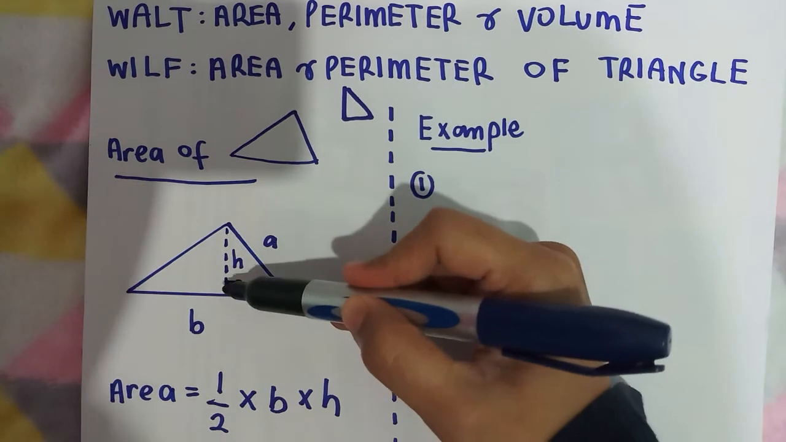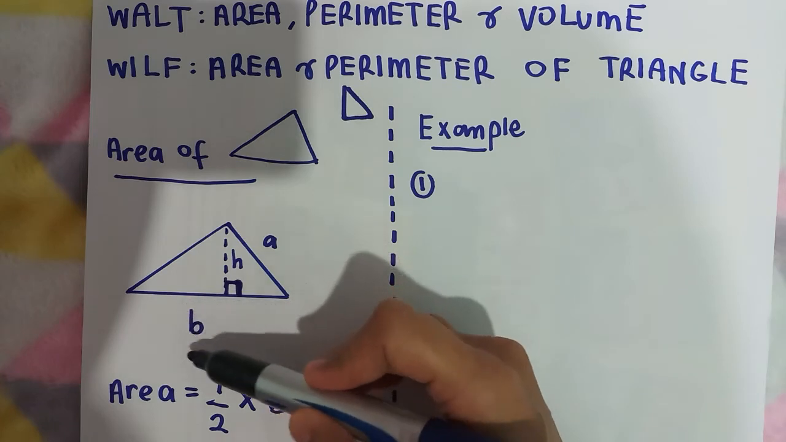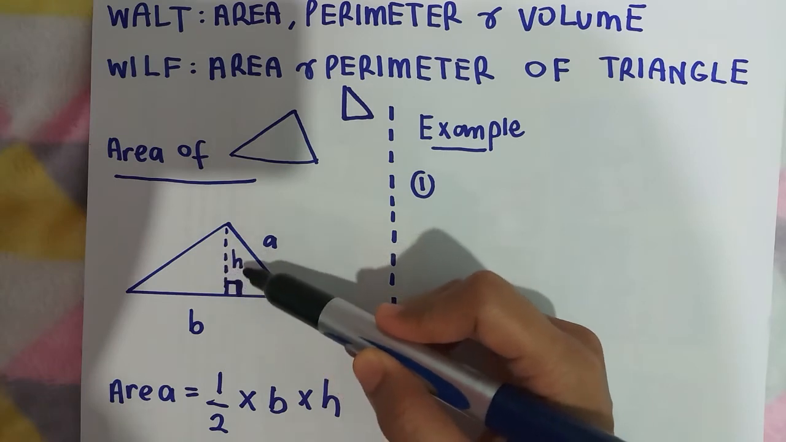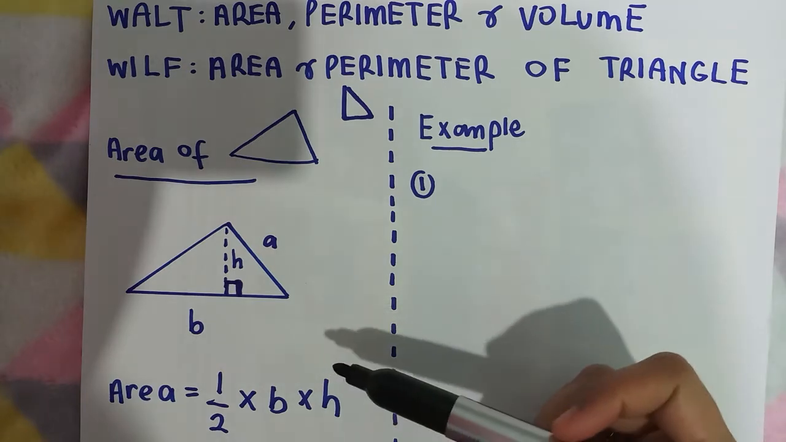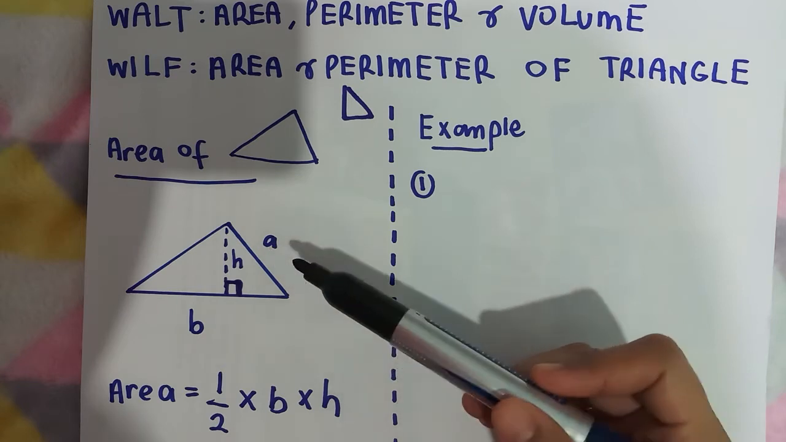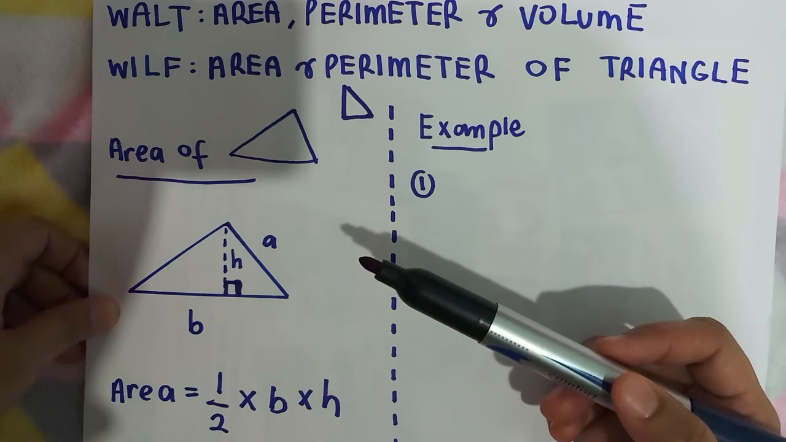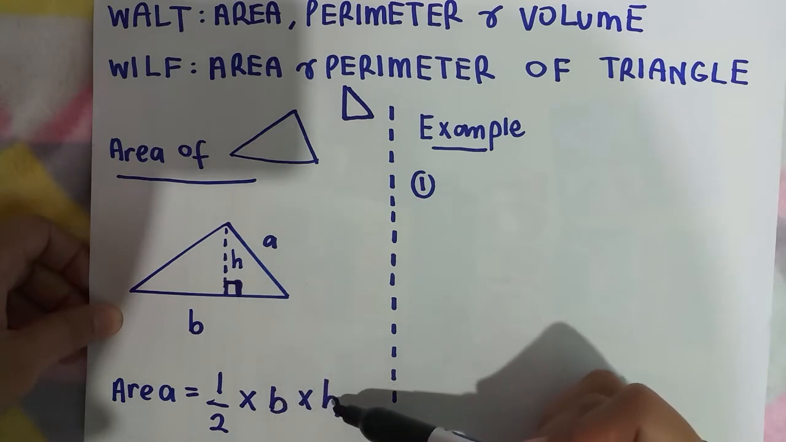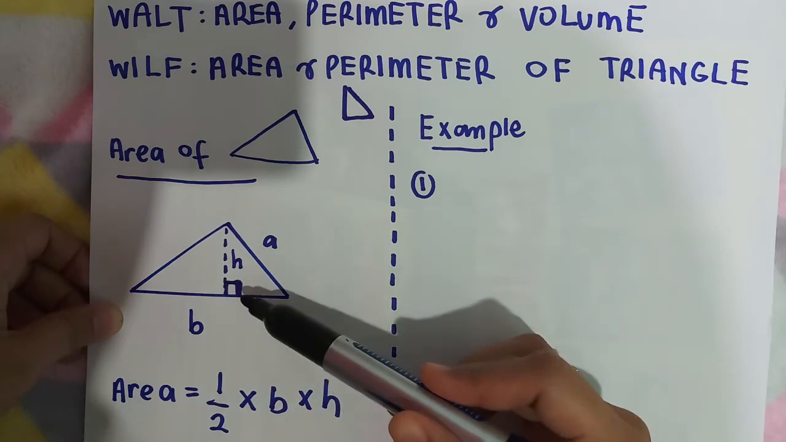Height must be perpendicular. So usually in the exam, the question will give you 3 values, but you will only use B and H. So you just ignore A. It is a bit tricky, because you will be given 3 values but only use 2, B and H. Remember, the height here must be perpendicular to the base.